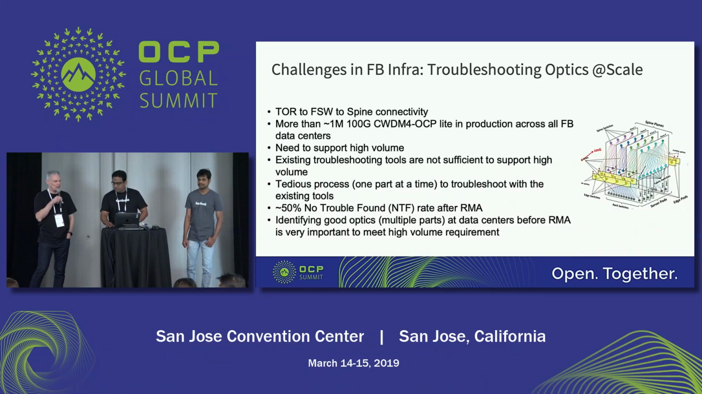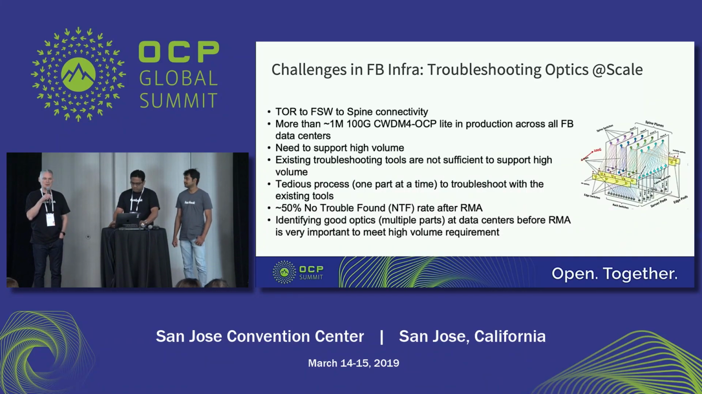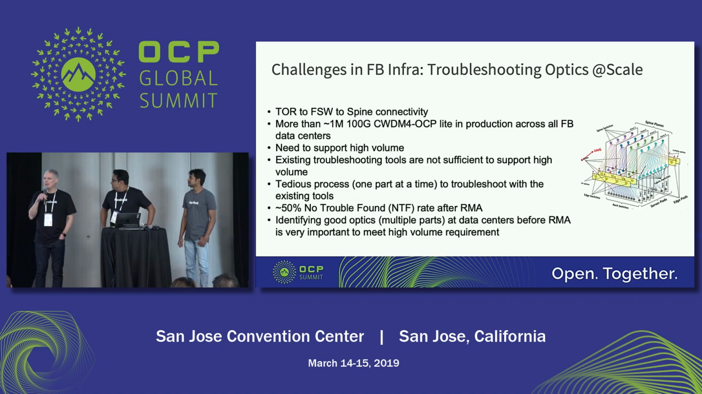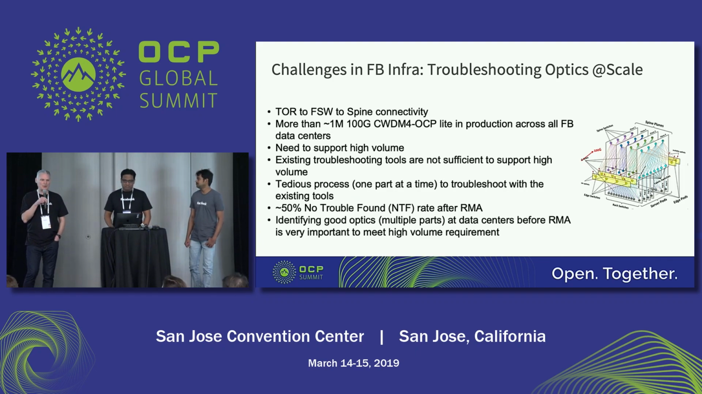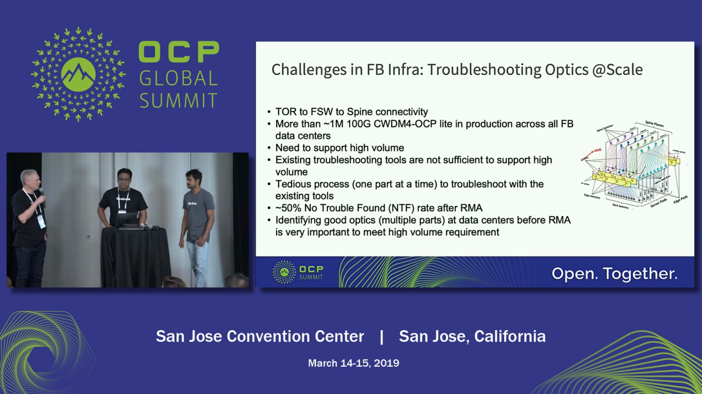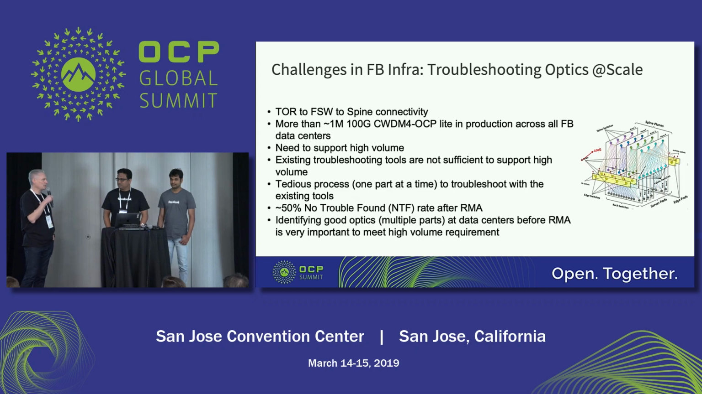So on this slide, we see a diagram. This shows the Facebook DC network fabric. It shows connectivity from our top of rack switches to the fabric itself and to the spine. All in all, we have approximately 1,100,000 gig optics deployed globally across all our data centers. And so that's obviously why we need a process that manages that sort of scale.